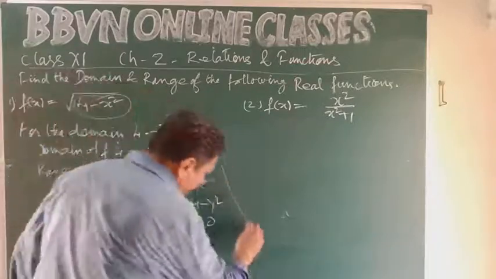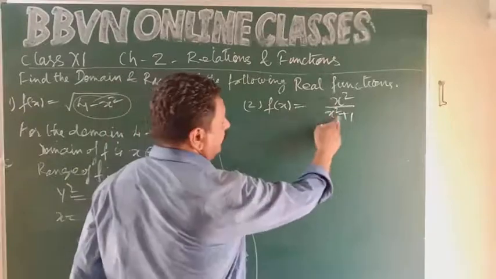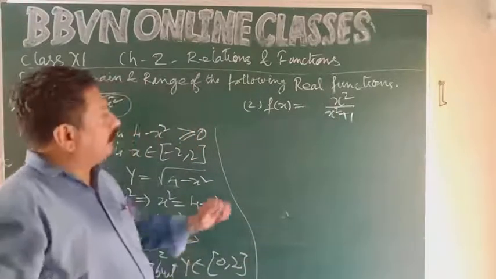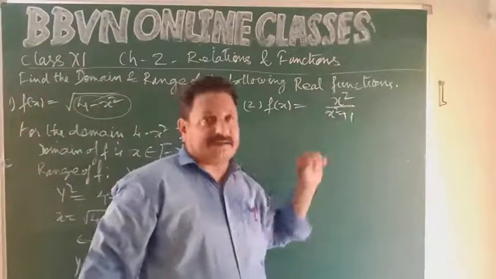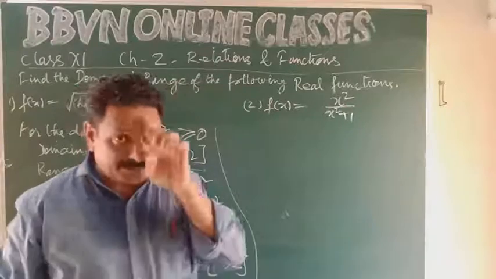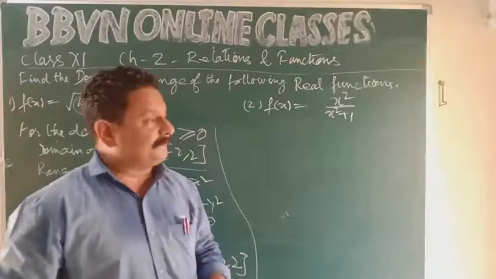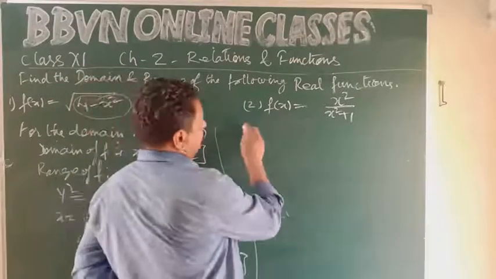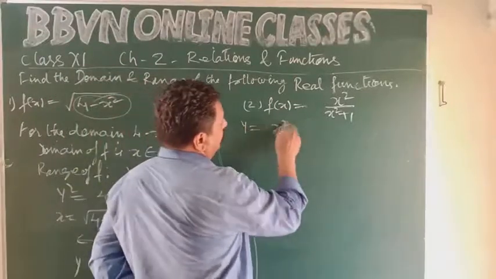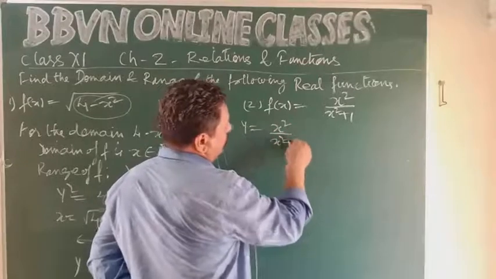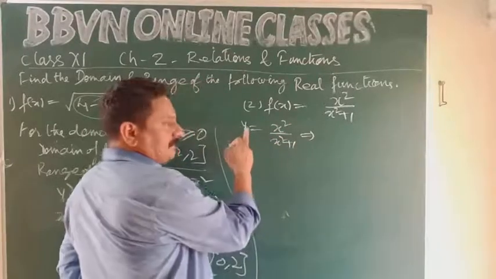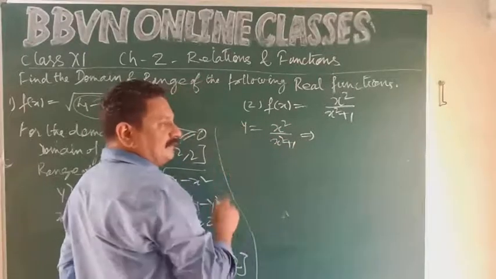Let's come to another function. F of x equal to x square upon x square plus 1. The question says this is a real function. This is a real function means x belongs to R. F of x also belongs to R. Now let us consider f of x as y. So y equal to x square upon x square plus 1. Function y is expressed in terms of x.